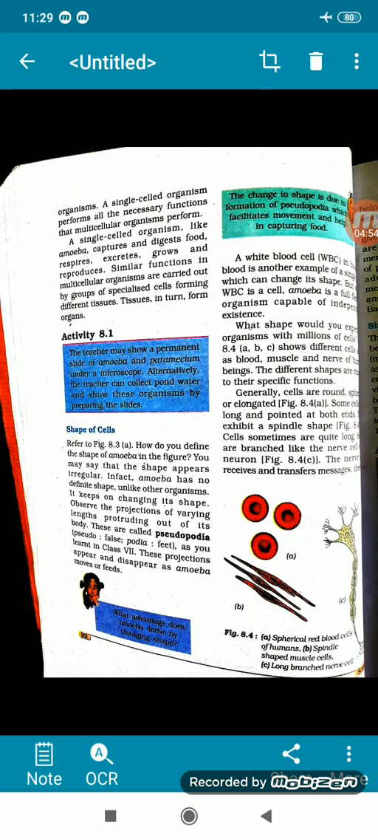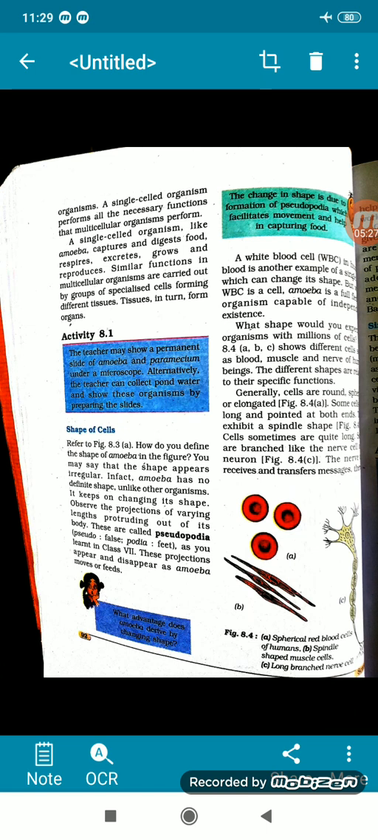WBC, white blood cell in human blood, is another example of a single cell which can change its shape, but while WBC is a cell, amoeba is a full-fledged organism capable of independent existence. Generally, cells are, underlined, round, spherical or elongated. Figure 8.4a. Some cells are long and pointed at both the ends. They exhibit a spindle shape. 8.4b. Cells sometimes are quite long.